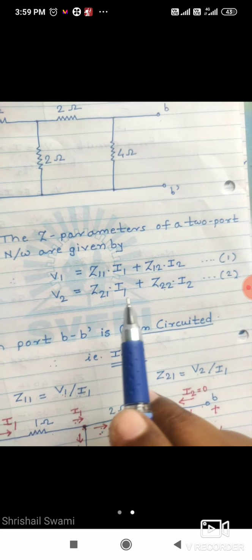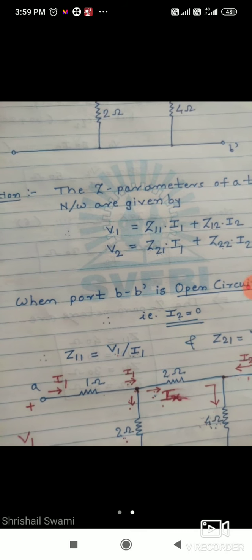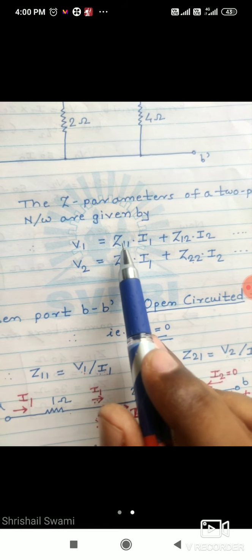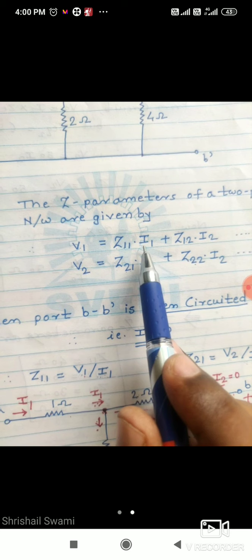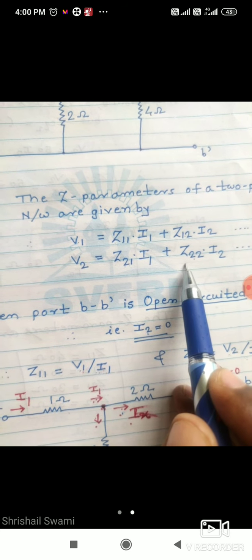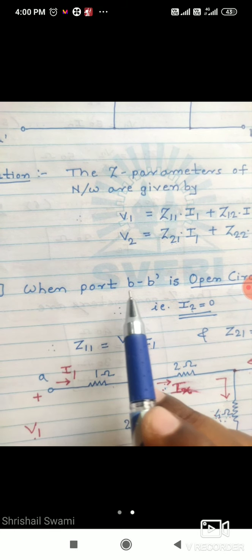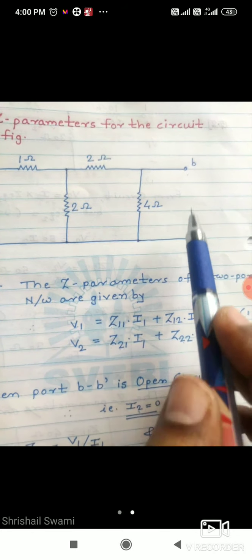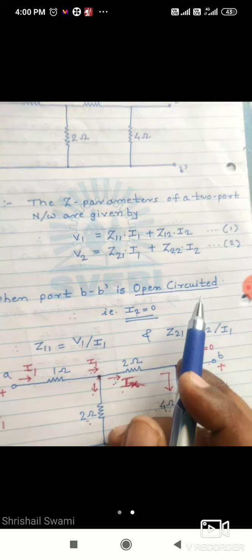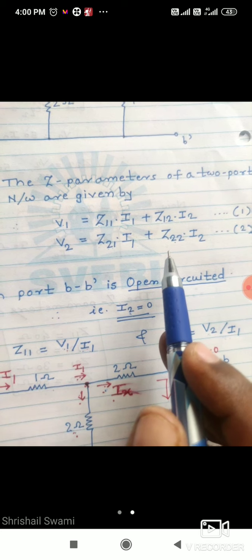Okay. So once you are writing equation number 1 and 2, then as usual, if you put I2 equal to 0, then you will get these two parameters, Z11 and Z21. If you put I1 equal to 0, you will get these two parameters, that is Z12 and Z22. Okay. So we will start with the first one. When port B dash, the port name is already given, B dash, is open circuited. As we are making I2 equal to 0, the meaning is that we are opening the circuit.